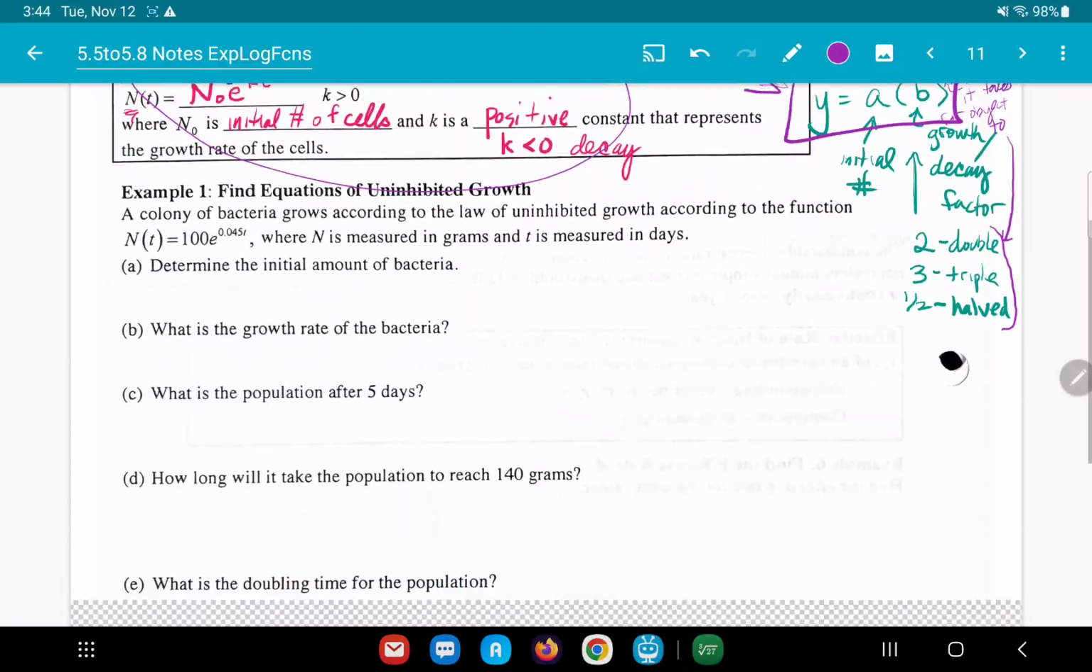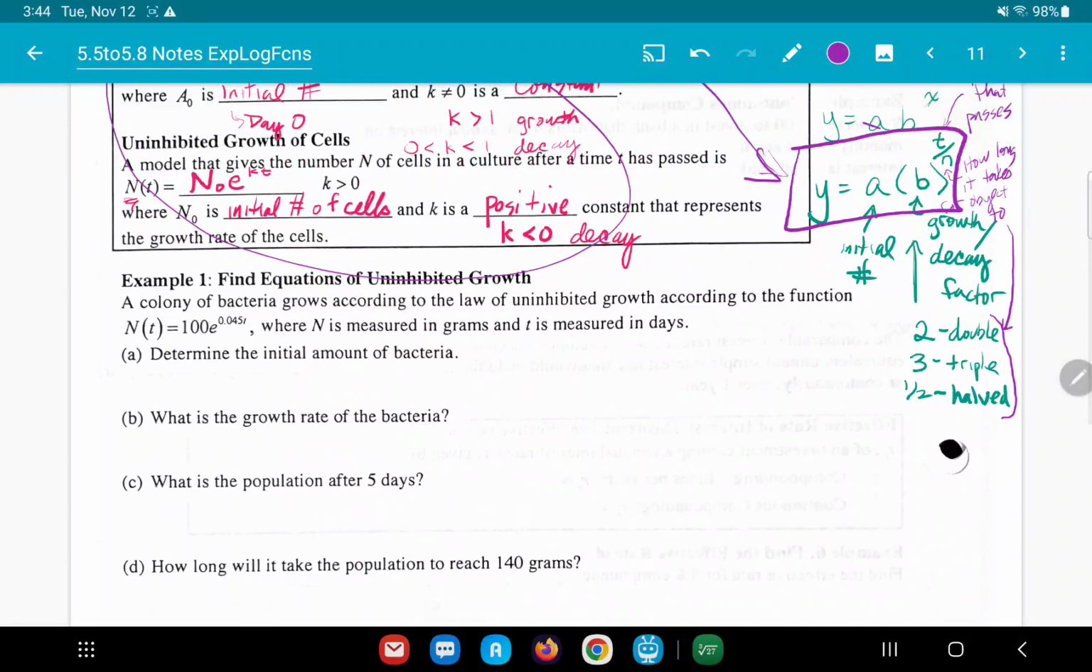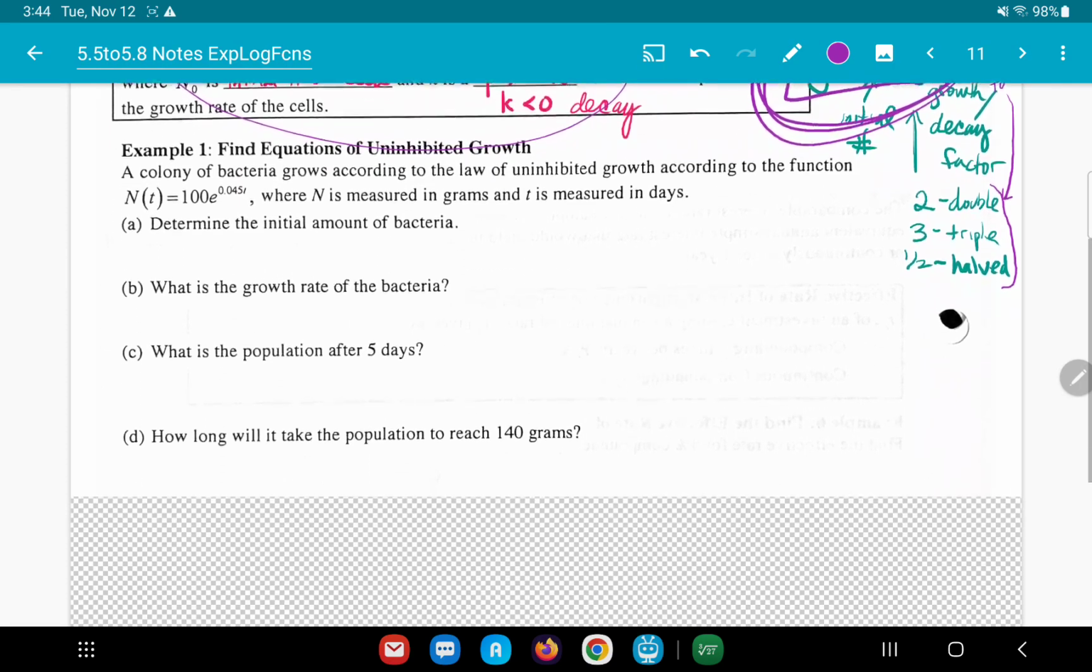Okay, so let's take a look at example 1. You cannot use this particular formula in all cases, but when you can, it's actually very beneficial. It'll save you some time. Okay, so let's take a look at some examples here.